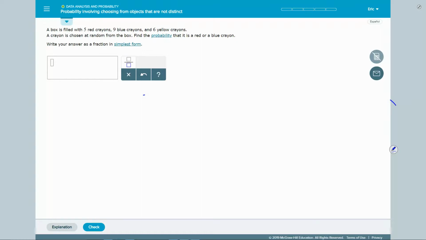A box is filled with 5 red crayons, 9 blue crayons, and 6 yellow crayons. So my total crayons is 5 plus 9, which is 14, plus 6 is 20 crayons. A crayon is chosen at random from the box. Find the probability that it is a red or a blue crayon.